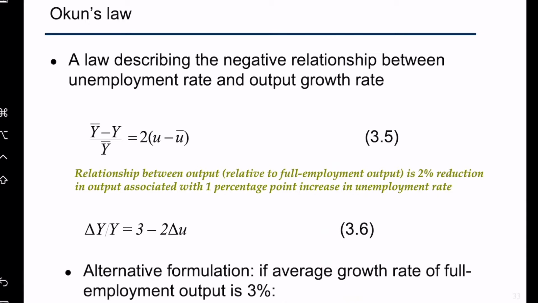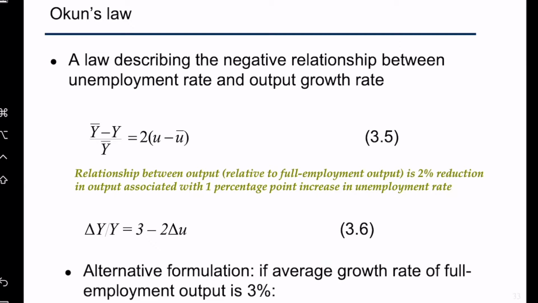Now let's take a look at Okun's law, which is a law describing the relationship between the output growth rate and the unemployment rate. It turned out that the law says that there exists a negative relationship between the unemployment rate and the output growth rate, and the equation is shown as equation 3.5.